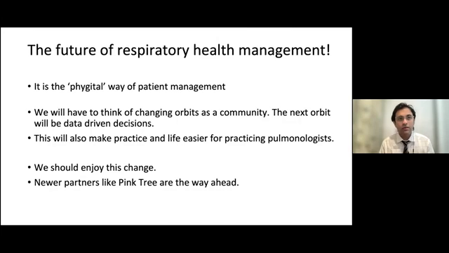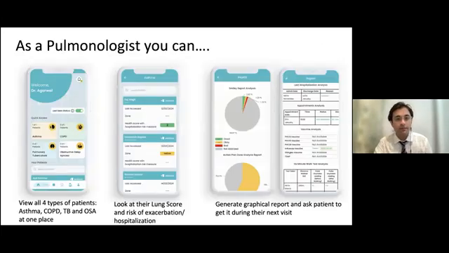Here, we'll have to not just rely on the patient's memory, as Professor Paul Jones was saying, but also on the data provided by the patient. This will also make the practice and life easier for us pulmonologists, and we should enjoy this change. And here we have new partners like Pinktree who are helping us in the way ahead.